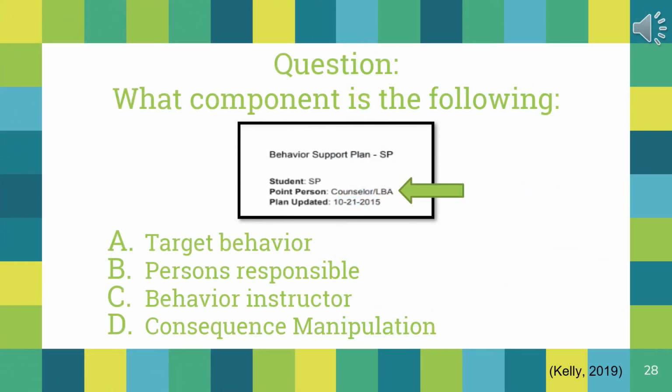Question: what component is the following? Point person, counselor/LBA. A, target behavior. B, persons responsible. C, behavior instructor. Or D, consequence manipulation. On your homework sheet, fill in what component is the following. I'll give you some time to get that filled in.